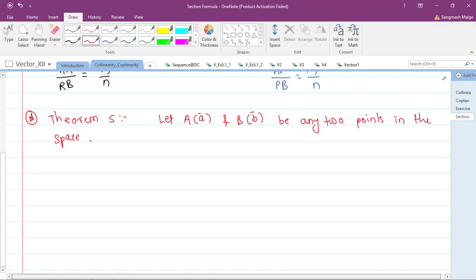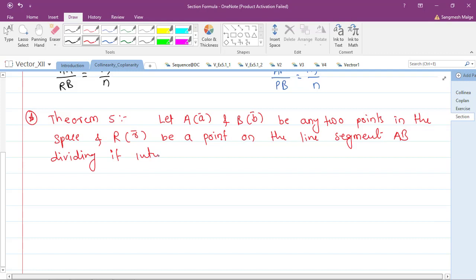And R bar, that is point R with position vector R bar, be a point on the line segment AB dividing it internally in the ratio m is to n, then R bar is equal to m b bar plus n a bar upon m plus n.